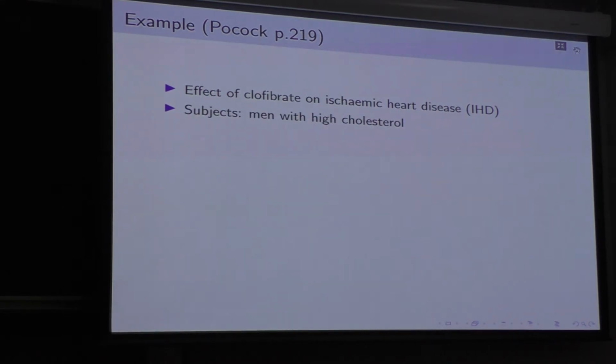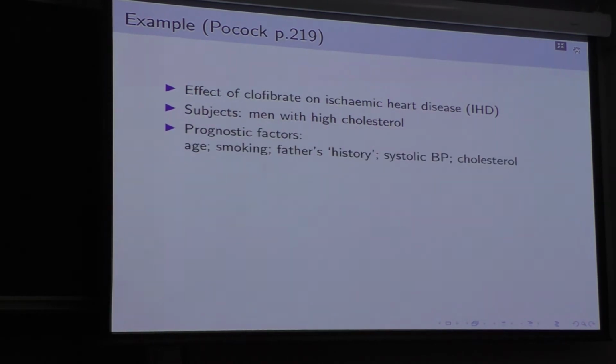So it's looking at a particular drug on heart disease. These are men who've got high levels of cholesterol in this trial. The prognostic factors, obviously there's the drug, but the other factors that might determine how your heart disease progressed: age, smoking, the father's sort of history. If you've ever been asked things at the doctor, they always ask you things along these lines. Blood pressure and cholesterol level.